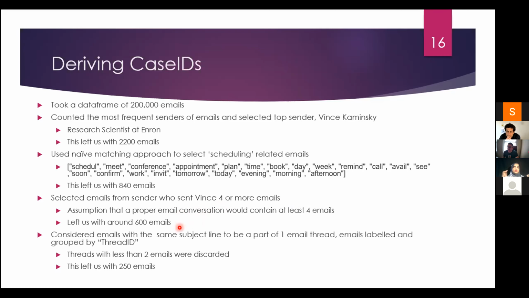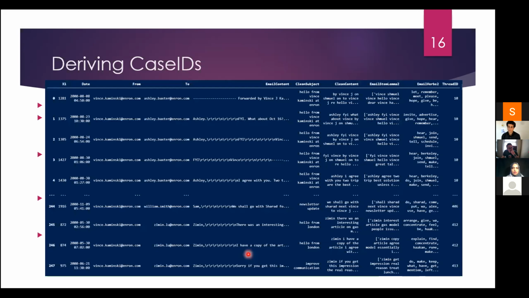Then, because we knew Vince was the only sender, we considered the emails that contained the same subject line to be part of one email thread. If the subject lines matched after removing the reply and forward prefixes, we considered them part of the same thread ID. Threads that contained fewer than two emails were discarded, and this left us with 250 emails. So at the end, we had a data frame like this, where, because the sender was always Vince, emails with the same subject line were part of the same thread.